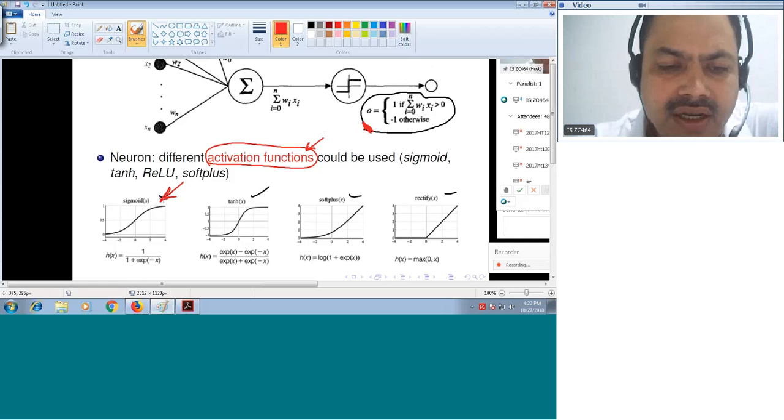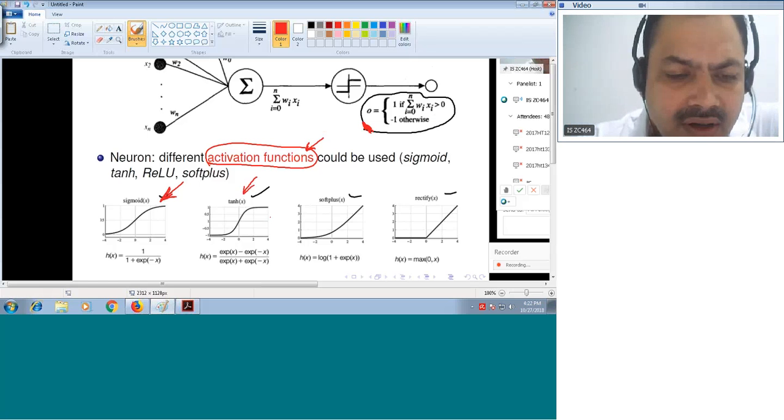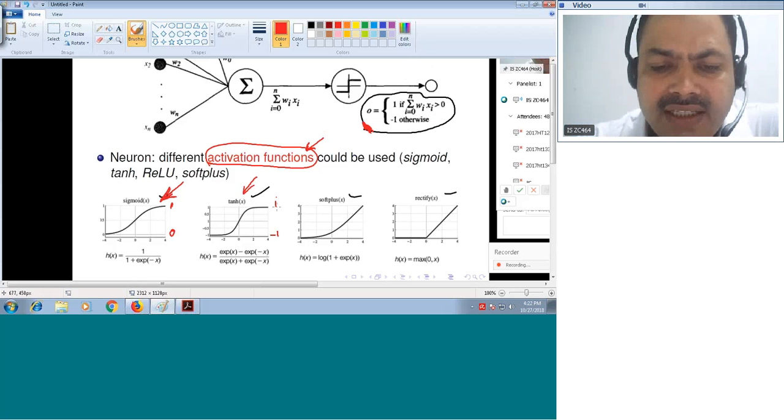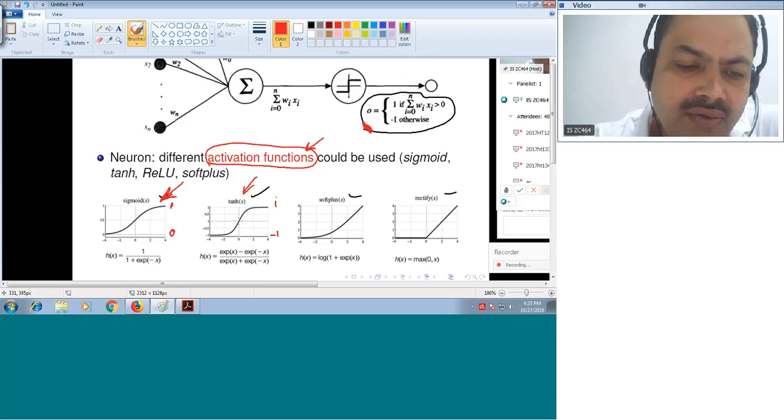But if you go for tan h, what is the difference between tan h and sigmoid? Sigmoid gives you the value in the range of 0 to 1. However, tan h gives you the value in the range of -1 to 1. So one advantage is that whatever the output is, you can directly use it for the classification. Here you have to again apply something.